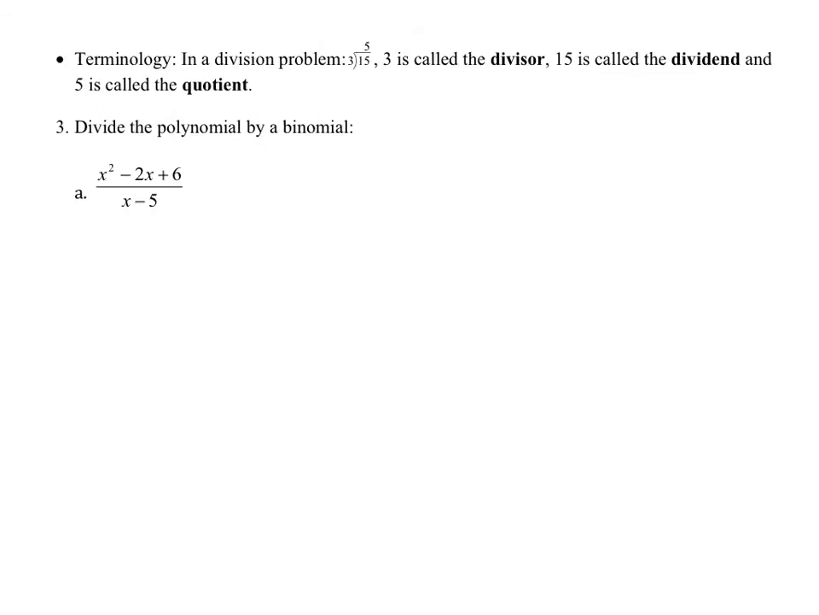Next. Let's look at the terminology of a long division problem. 3 outside is called the divisor, 15 is called the dividend, and 5 is called the quotient. The quotient is actually the answer. Good? So here is the long division. We can do this? Yes, we can. So the divisor is x minus 5, the bottom. I'm dividing by x minus 5. The dividend is the top. x squared take away 2x plus 6.